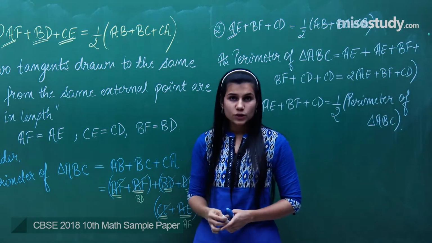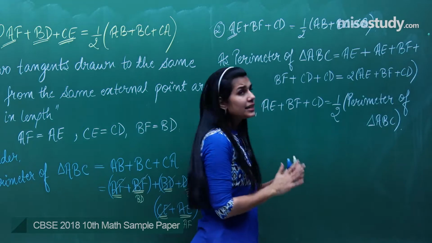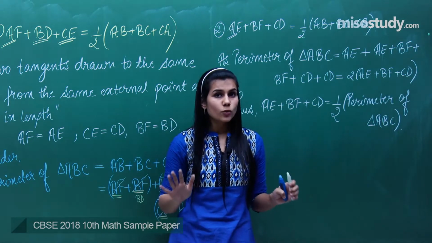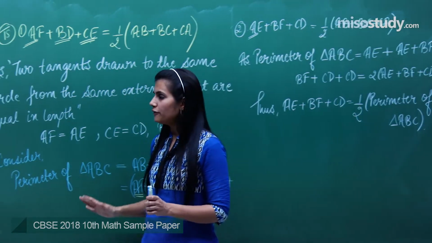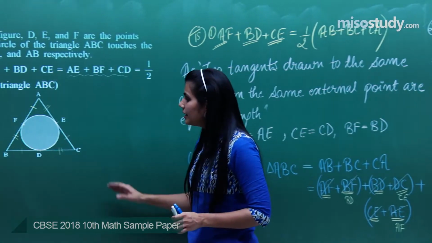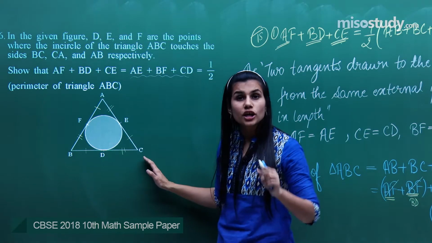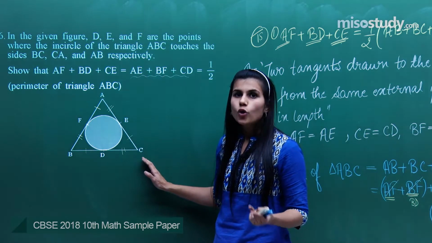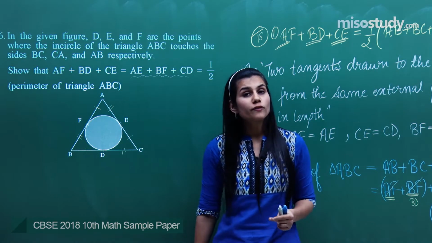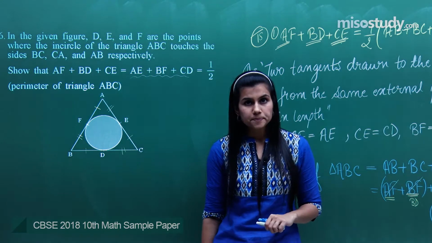That's how simple this question was. Nothing, completely nothing in the entire question. The only thing you have to understand is that when a tangent or two tangents are drawn from the same external point to the same circle, what we obtain is that the lengths of those tangents are exactly the same.